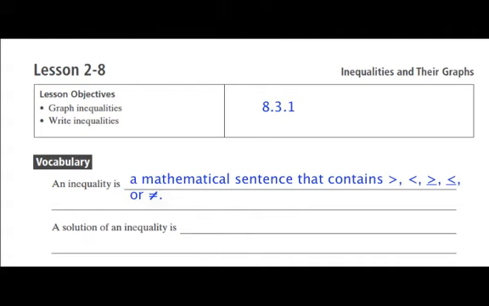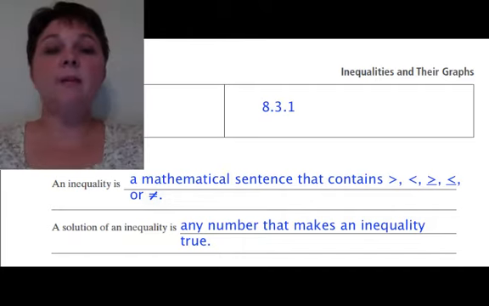The first vocabulary word is inequality. An inequality is a mathematical sentence that contains greater than, less than, greater than or equal to, less than or equal to, or not equal. A solution of an inequality is any number that makes an inequality true. Pause the video if you need more time to finish up the notes.